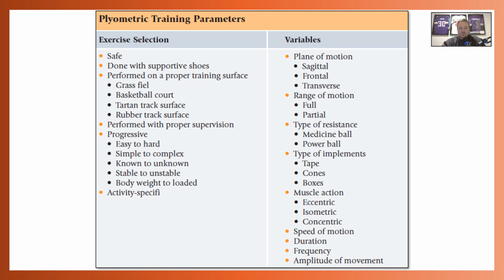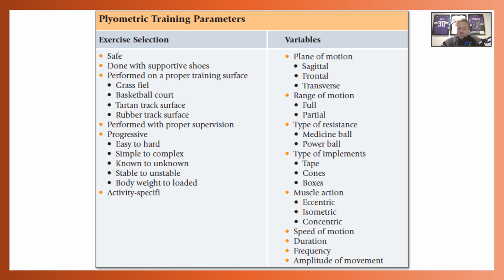In terms of exercise selection, it would be safe, supportive shoes. It's just everything I already talked to you about. And then the variables. This is something we haven't talked about quite yet, so this is why I put this on here. For the plane of motion, we're looking at maybe starting first in the sagittal plane, then the frontal plane, then transverse, and then eventually multiplanar. Think about range of motion. Can you start with partial range of motion drills, such as ankling or pitter-patter feet movements, and then progress to full running or jumping or bounding?